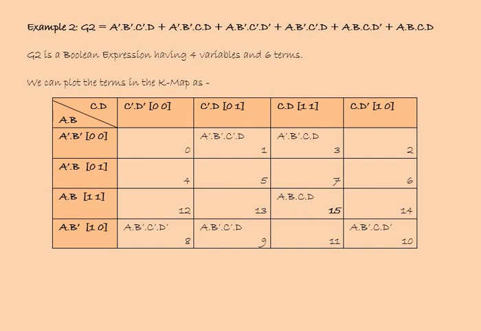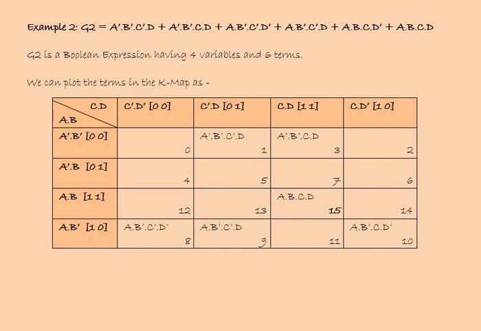Pause the video and look at the terms. The terms are A bar dot B bar dot C bar dot D plus A bar dot B bar dot C dot D plus A dot B bar dot C bar dot D bar plus A dot B bar dot C bar dot D plus A dot B dot C dot D bar plus A dot B dot C dot D. Now you look at the truth table. You will be able to identify whichever terms are there. Those will be plotted as 1 in the K map.